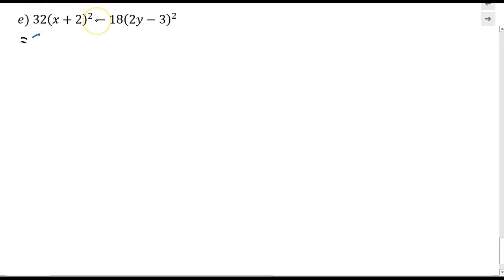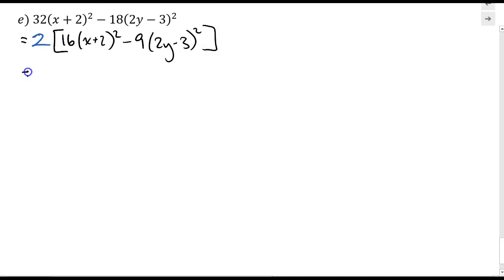The greatest common factor of 32 and 18 is 2. The rest of it is going to be 32 divided by 2 is 16, x plus 2 squared, minus 18 divided by 2 is 9, 2y minus 3 squared. Now I've got perfect squares. So I'm going to continue just like we did before.